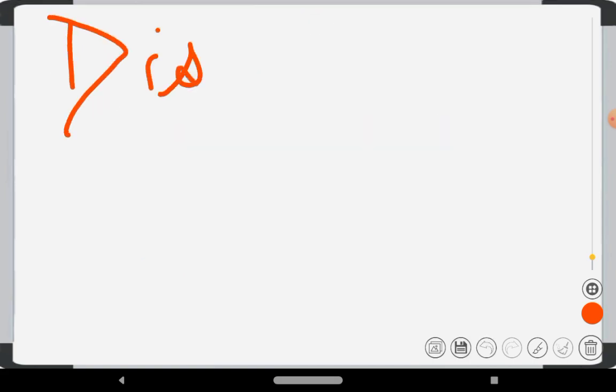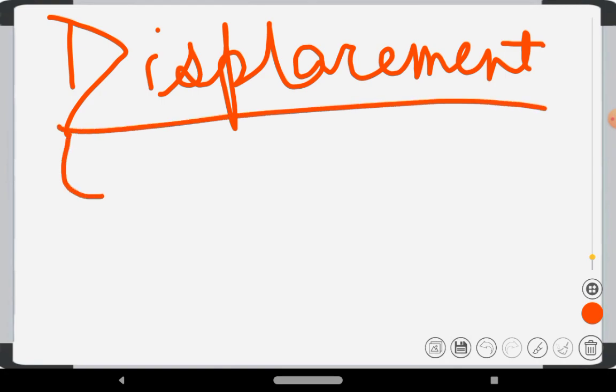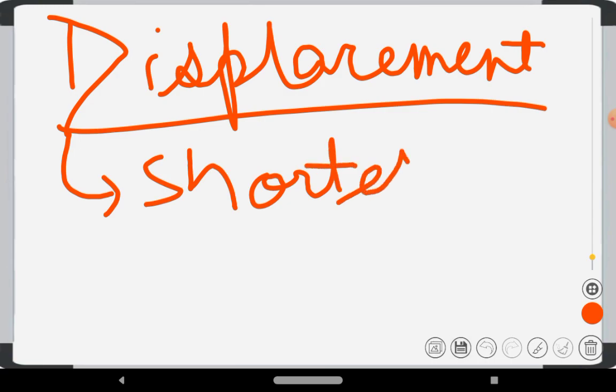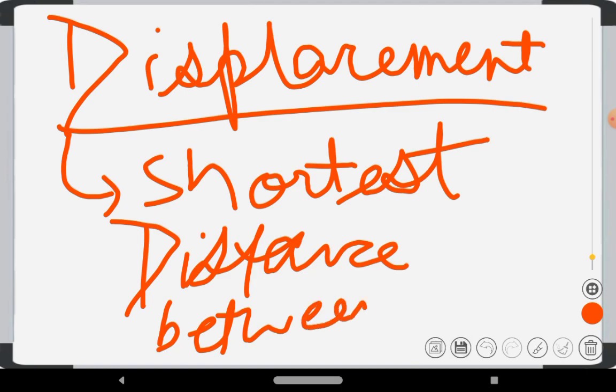Now we will talk about displacement. So what is displacement? Displacement is the shortest distance between 2 points. It is the shortest distance between 2 points. So this is displacement. So what is the equation to find displacement?